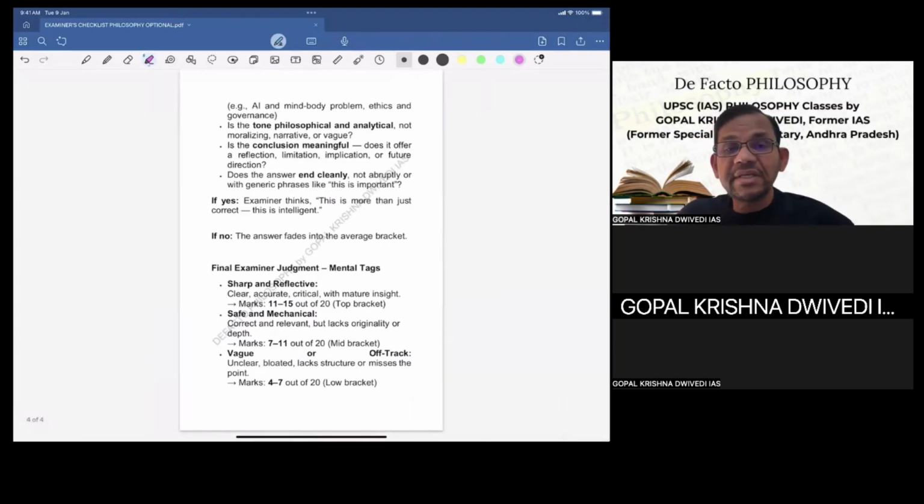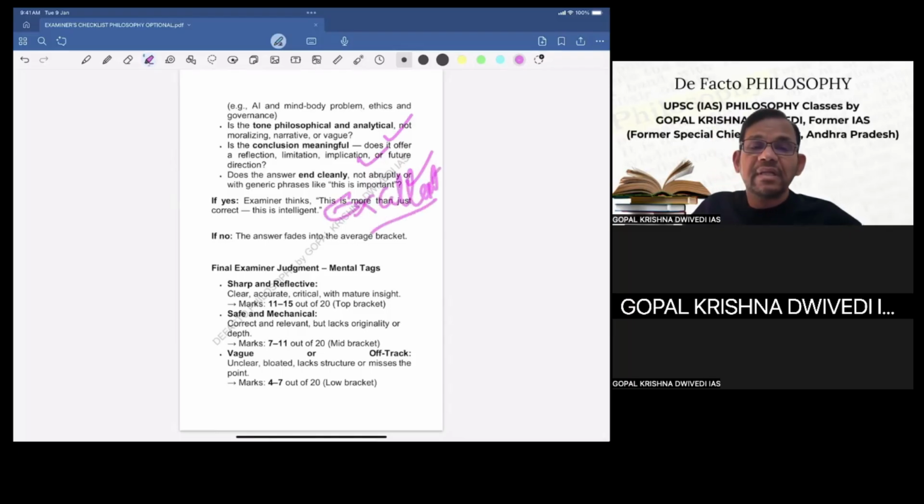Then, is the tone philosophical and analytical? This is again important. Is the conclusion meaningful? Does it offer a reflection, limitation, implication, or future directions? This is again a very important point. And does the answer end cleanly, not abruptly or with generic phrases like "this is important"? If yes, then the examiner thinks this is more than just correct, this is an intelligent answer, and perhaps he will go with the category excellent. If no, then again the danger is to fall in the average bracket.